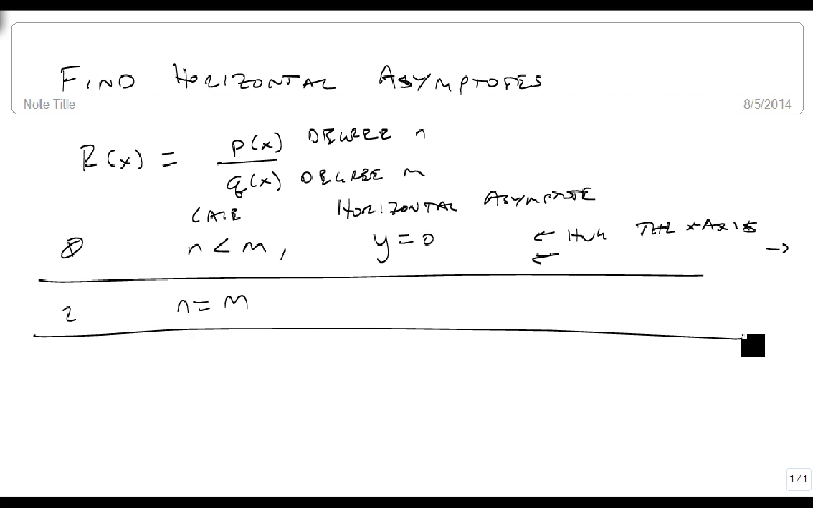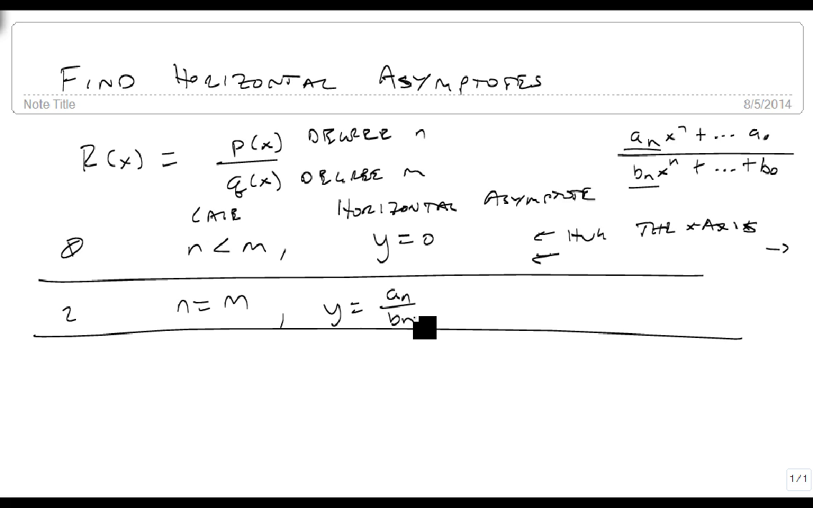If that's the case, then we've got a_n x^n plus dot dot dot down to a_0 over b_n x^n plus dot dot dot down to b_0. Well, if this is the case, then with this leading coefficient here, our asymptote is simply a_n divided by b_n. So it's the leading term divided by the leading term, and that's our horizontal asymptote.